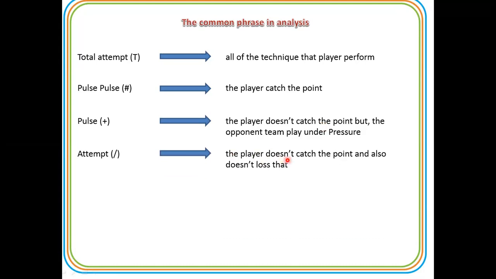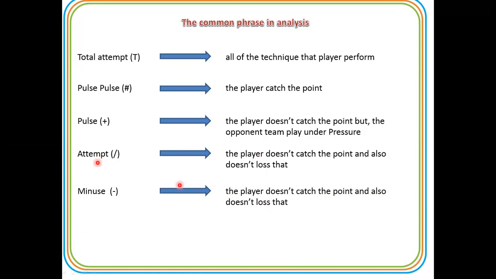Attempt: the player doesn't catch the point and also doesn't lose it. Another one is minus. These two are the same. For example, in attack, if the opponent team catches the ball and the setter has the ability to set the ball to any position, this is an attempt.